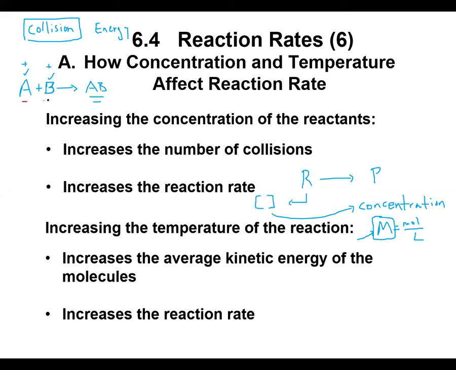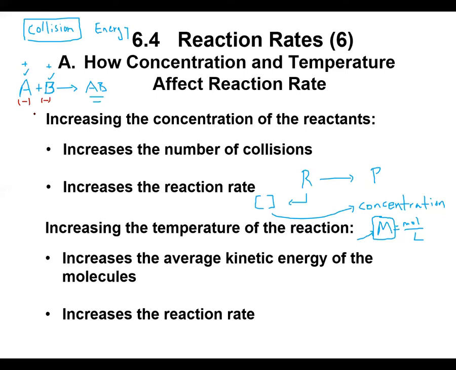If we take away these guys or lower the concentration, that's going to have the opposite effect on the rate. If we lower the concentration, that means there's less of those A and B, for example, in the solution. That means it's going to take longer for them to find each other. The longer it takes for them to find each other, the lower the collision rate will be, and thus the rate of that reaction will decrease as well.